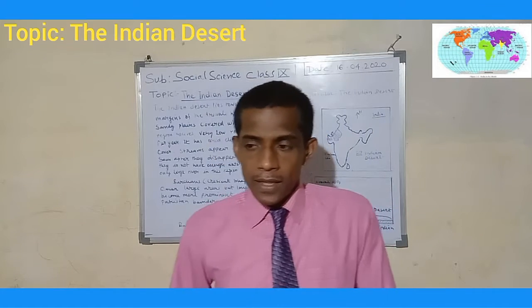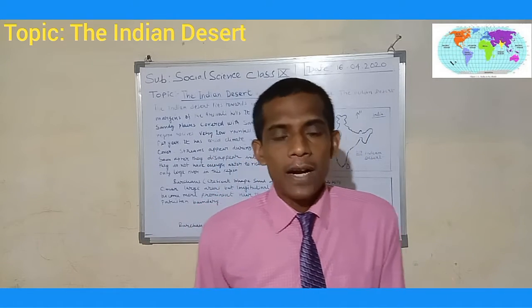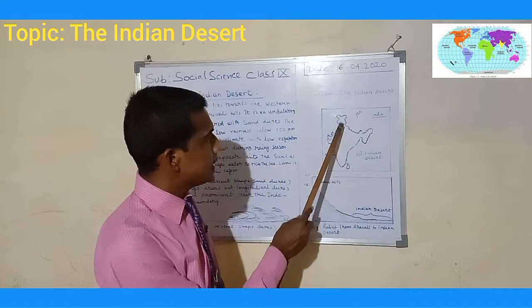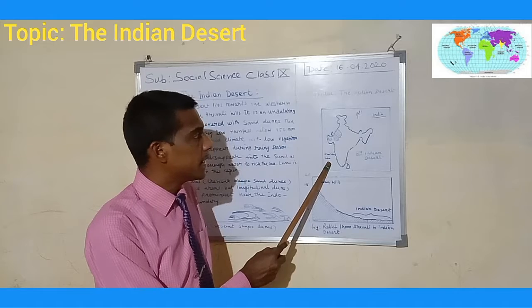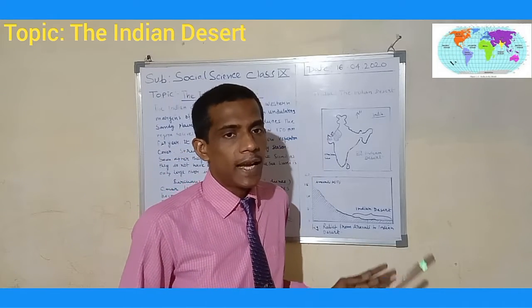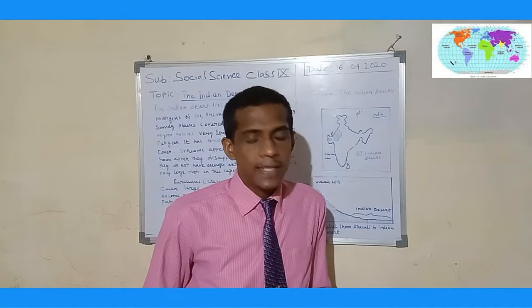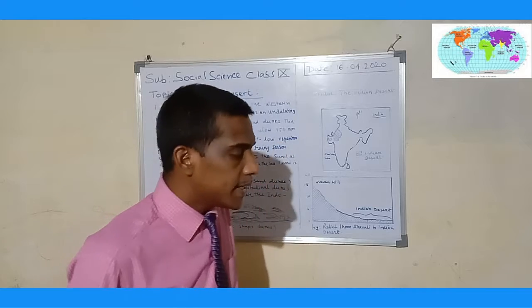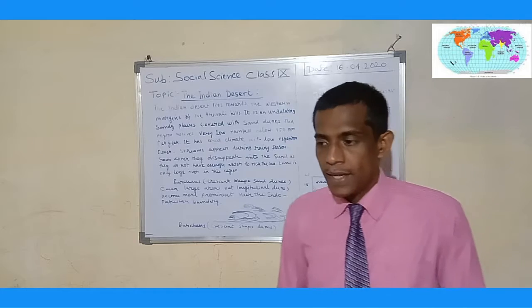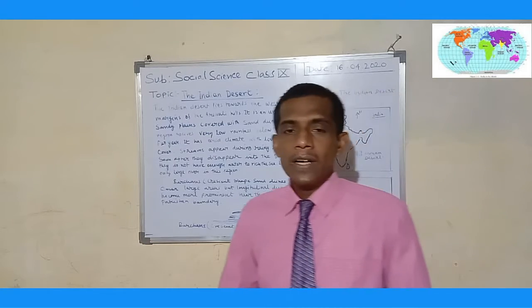The Indian desert is located in the northwestern part of India. You can see in this outline map of India, it mainly covers the western part of Rajasthan and some part of Gujarat. The Indian desert is also known as the Thar desert.